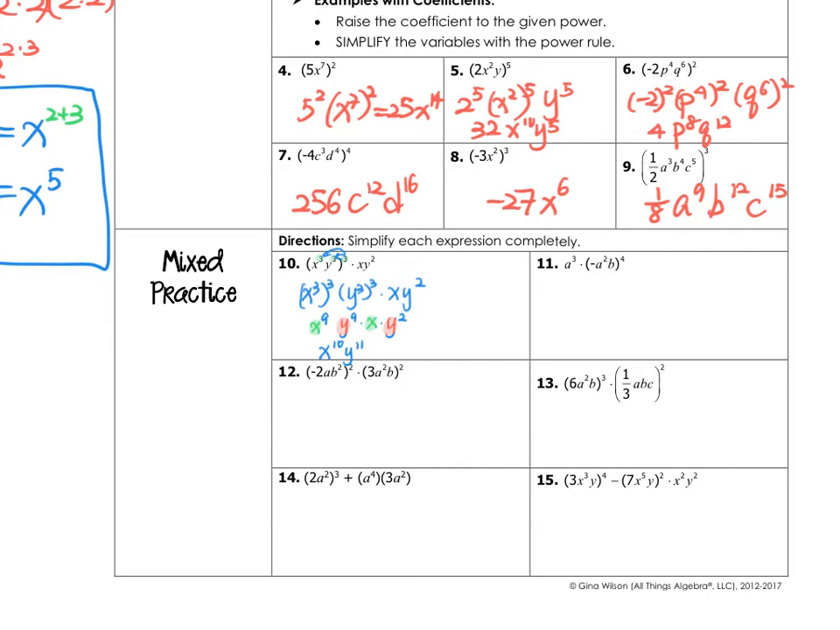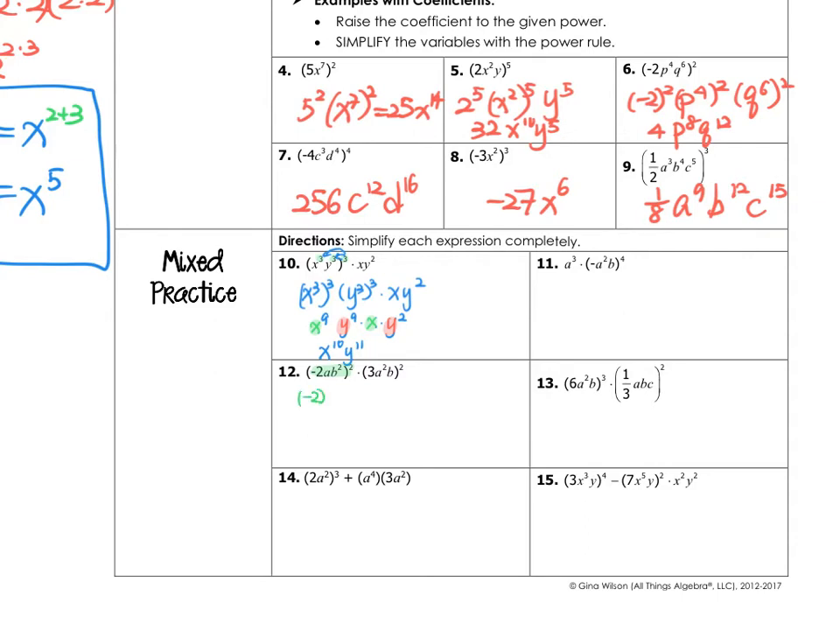Number 11, I will leave it to you and I'll write the answers down. And then I'll do number 12. Okay, so number 12, there are two parts here if you look at this. So take the first part first. Let's try to simplify that.